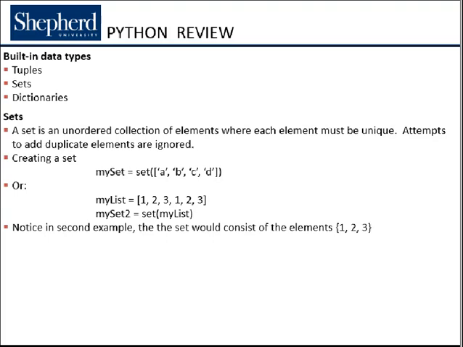A set is another useful built-in data type, and it's an unordered collection of elements where each element must be unique. So in a list, we can actually have duplicate elements. In other words, two different elements have the same value. With a set, any attempt to add duplicate values is ignored. So that can be useful for helping us find the unique values in a list. Let's take a look at a set in operation.